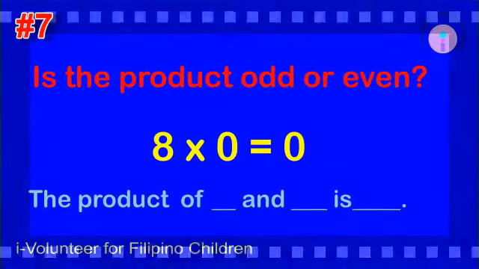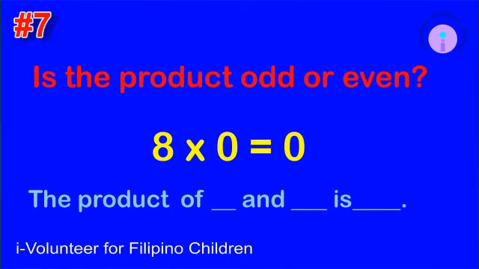Item number 7. Is the product odd or even? The product of 8 and 0 is even. Kindly repeat.